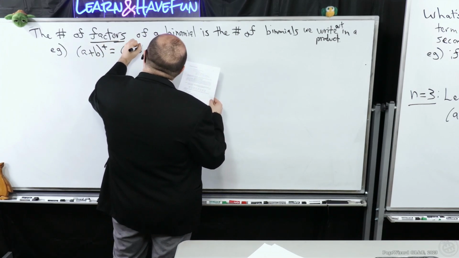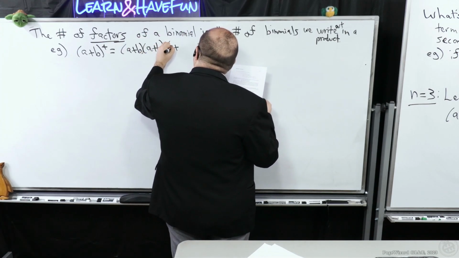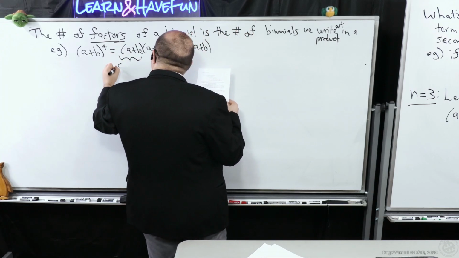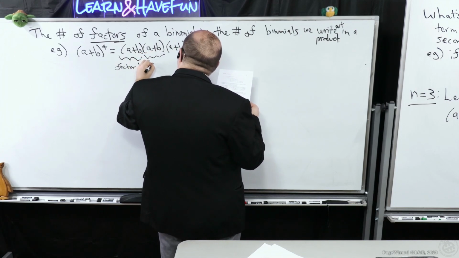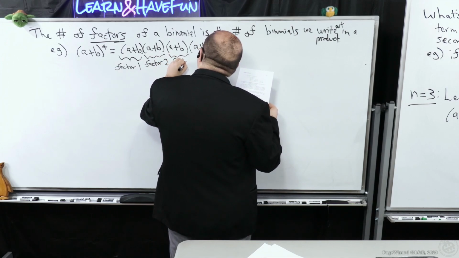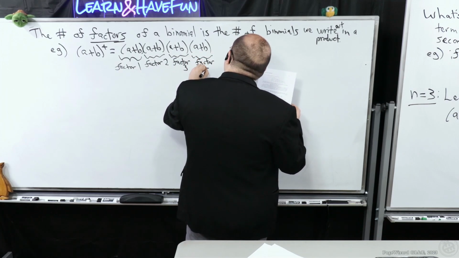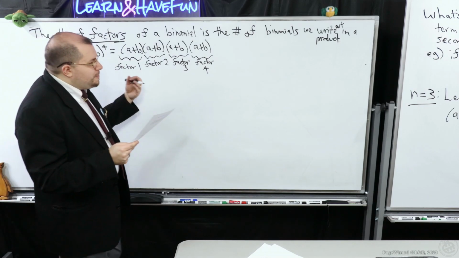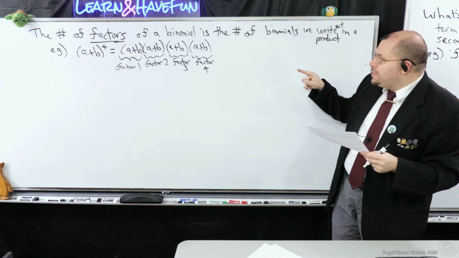We have a plus b, a plus b, a plus b, and a plus b. We would call this factor 1, or the first factor. We can call this factor 2, or the second factor. This could be factor 3, and this is factor 4, or the fourth factor.